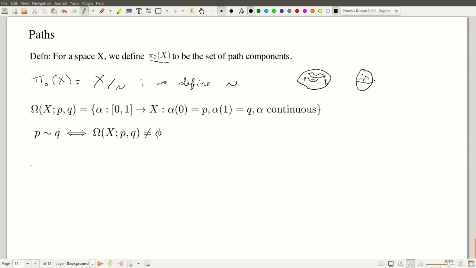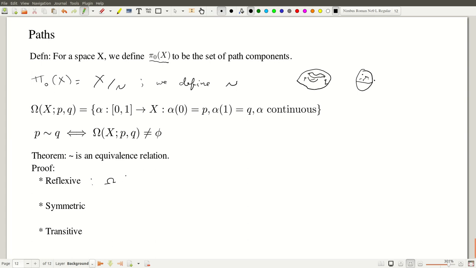And of course we need our main theorem here, which says that this tilde is an equivalence relation. Now how do we know this? We have to show that it's reflexive, symmetric, and transitive. Let's look at it in terms of our spaces.